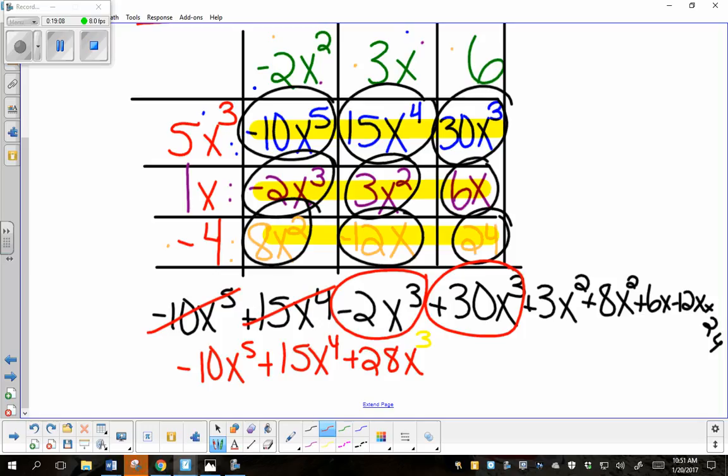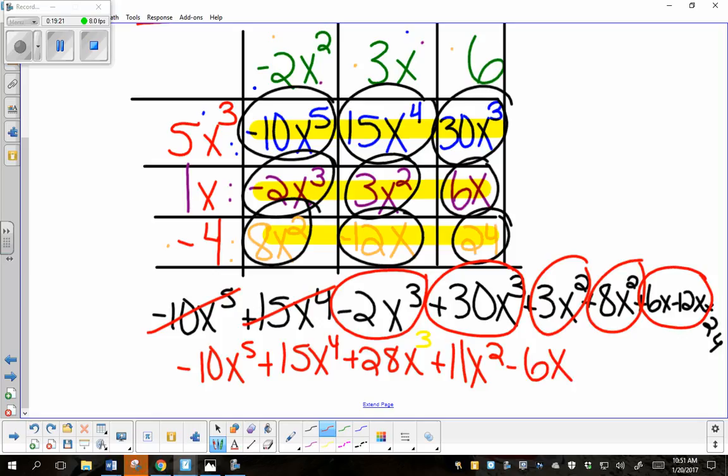X squared, we've got two of them here. 3x squared plus 8x squared, that's 11x squared if I combine those. We can combine these, 6x minus 12x, that's -6x. And then last I've got that plus 24, the one constant on the end. Whew, that was a long one.